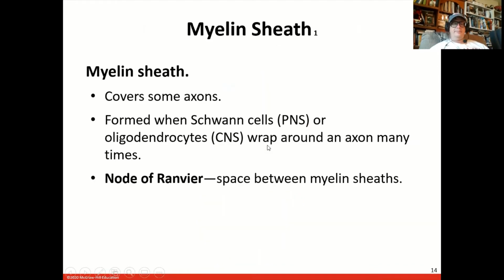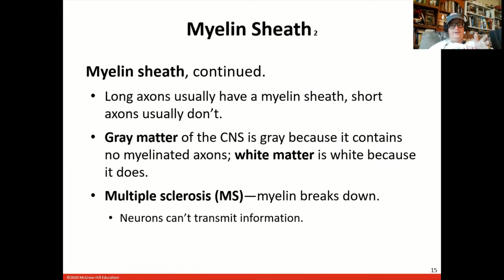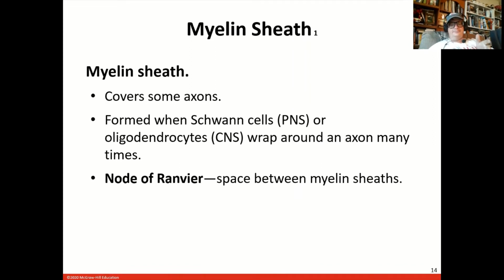Anyway, let's move on. All right, so the myelin sheath covers some of the axons. In the peripheral nervous system, we call them Schwann cells. In the central, we call them oligodendrocytes. The space between the myelin sheaths, we call nodes of Ranvier. All right, little gaps, and we'll get to this.